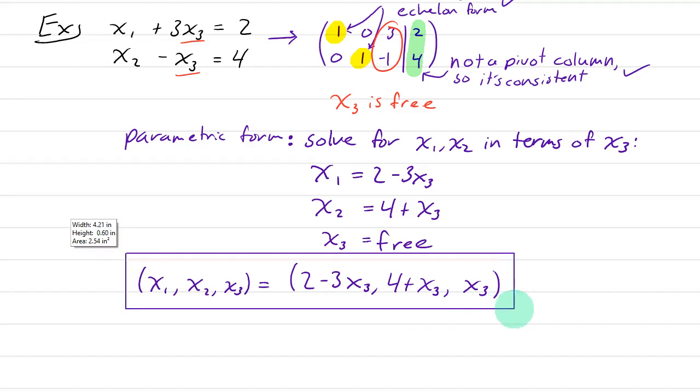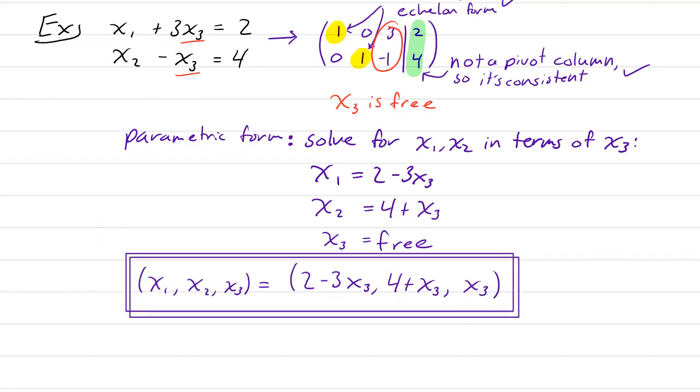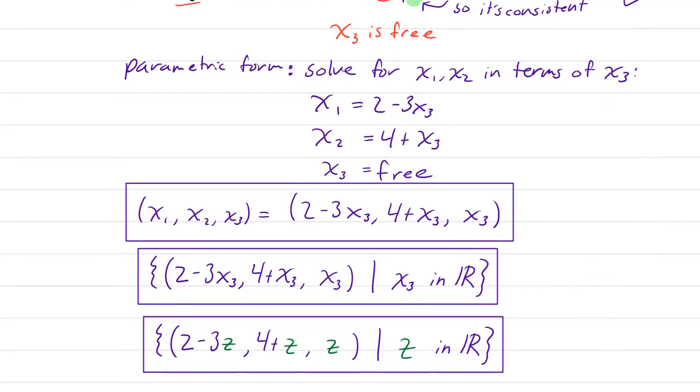There's also a few other ways you could write this that I think you could still call basically parametric form. You could write it like this. This is set builder notation, where we're saying the set of points of this form where x3 is any real number. And it doesn't really matter if you call it x3 or, like I was saying, any other variable like z or t or w or whatever you want. You're still talking about the same set of points.